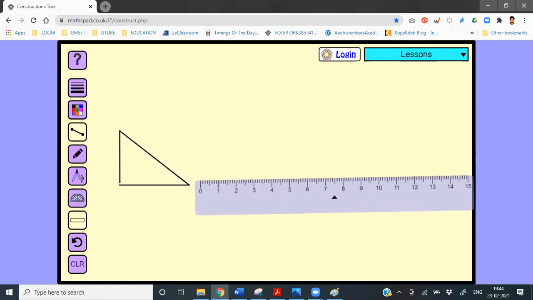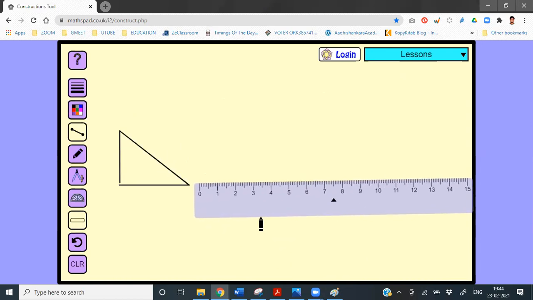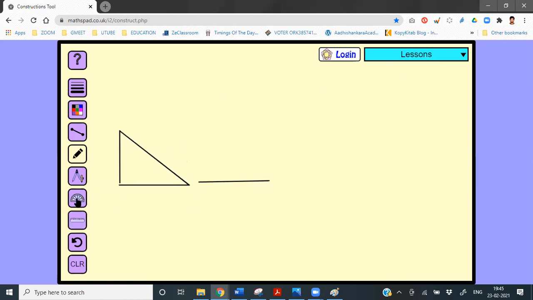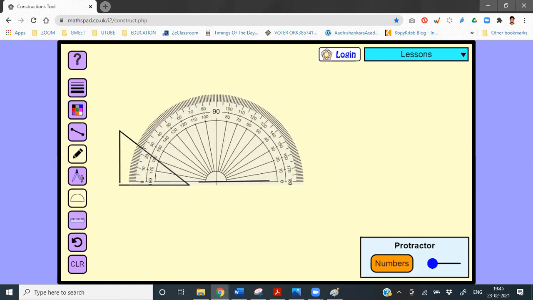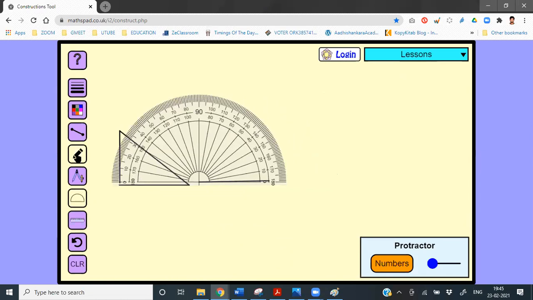So this relation, you know. Now I'm going to tell you, I'm going to draw a side, same 4 centimeter, students. Now I'm going to draw a perpendicular line, forming a 90 degree angle. Are you seeing that I'm forming 90 degrees?